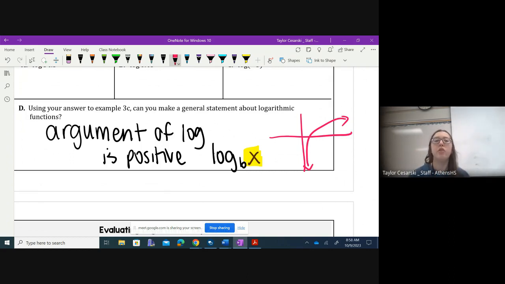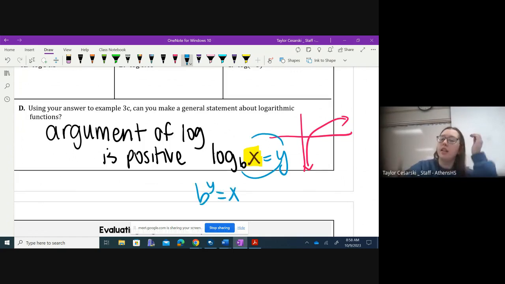And if you think about why that is, well, if I'm raising to a power, let's say b to the y equals x, that's never going to equal 0, because anything to the 0th power is just 1. And that's also never going to be a negative number, because even if I raise to a negative exponent, we know that it turns into a fraction. So that's why, if we think about that argument, what's inside the log will always have to be greater than 0. We're going to expand on that when we talk about the domain of a log function, so keep that in the back of your brain.